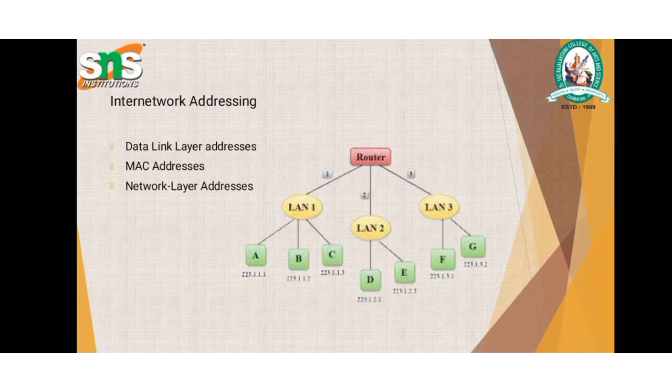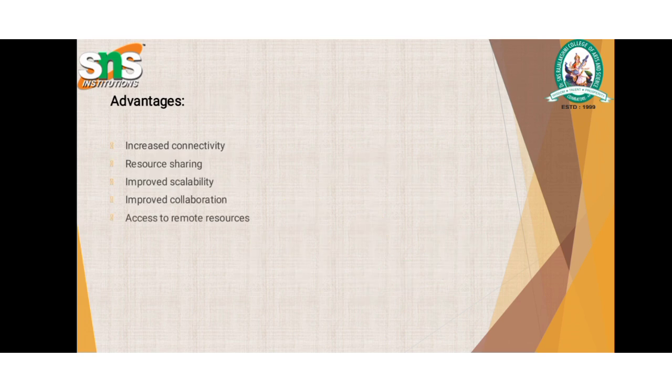The next one is advantages. The advantages are increased connectivity, resource sharing, improved scalability, improved collaboration, and access to remote resources. The very first one is increased connectivity. Increased connectivity enables devices on different networks to communicate with each other, which enables new applications and services. Resource sharing. Internet working allows devices to share resources across networks such as printers, servers, and storage devices, and this can reduce the cost and improve efficiency by allowing multiple devices to share particular resources.